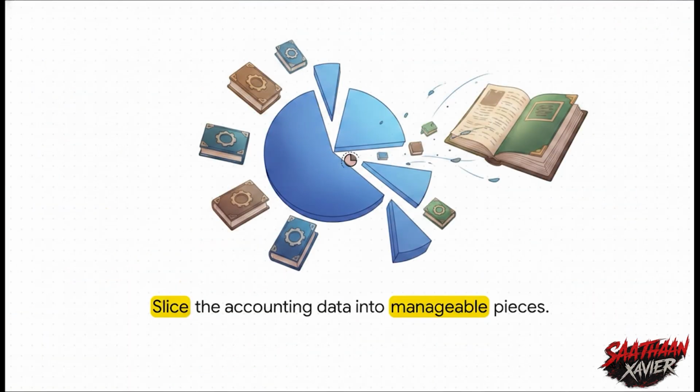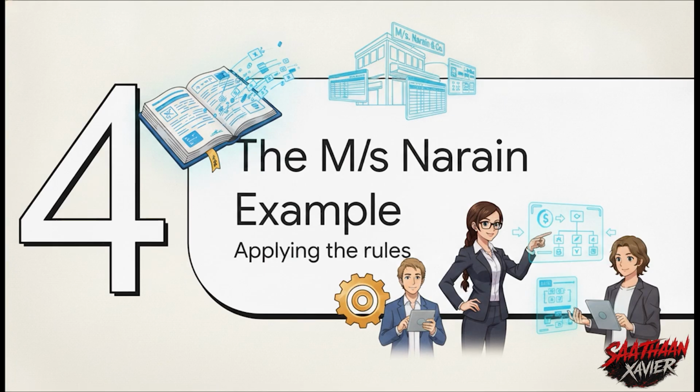I always like to visualize these books as taking a giant, overwhelming pie of data and neatly slicing it up. Suddenly, instead of one massive mess, you have clean, manageable slices that are super easy to digest and post to the ledger. Let's see this in action.